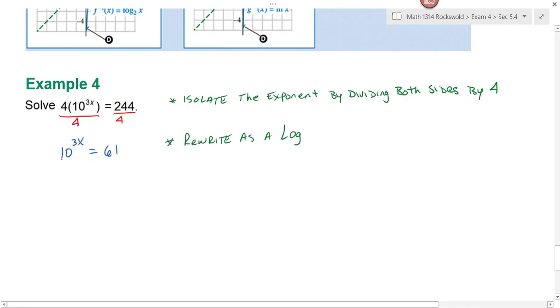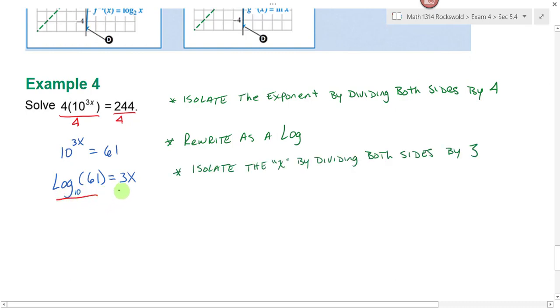Because the base here is equal to 10, I can rewrite this equation as a common log. Remember, on the common log, the base of the exponent is the same as the base of the log, so I have 10 as my base. The argument of the log is what stands by itself, and what the log is equal to is the exponent. So that's how I would rewrite this exponential equation as an equivalent logarithmic equation.